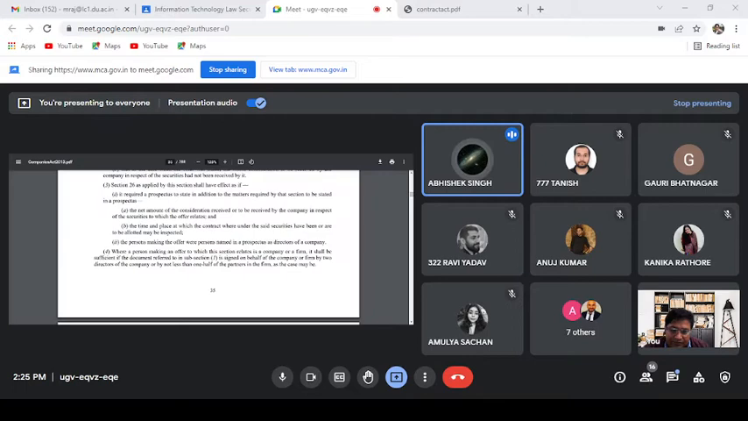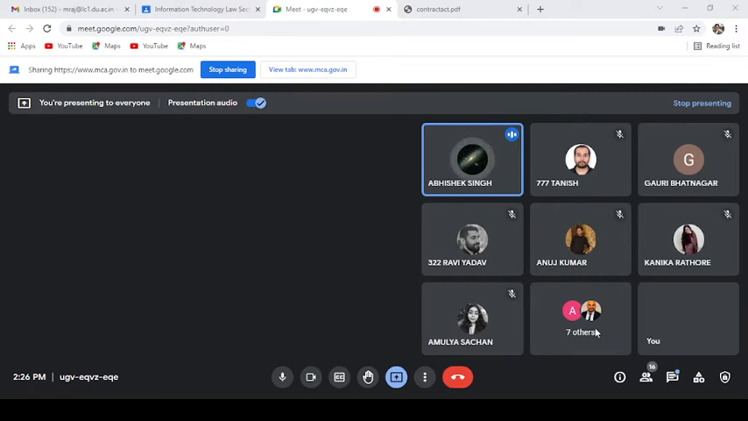Section 25, subsection 4, where a person making an offer to which this section relates is a company or a firm, it shall be sufficient if the document referred to in subsection 1 is signed on behalf of the company or firm by two directors of the company or by not less than one half of the partners in the firm, as the case may be.